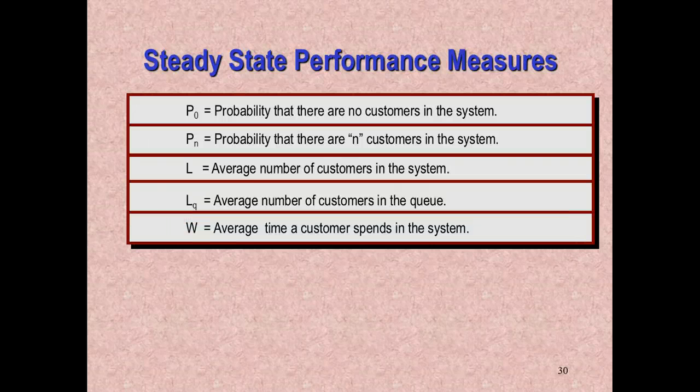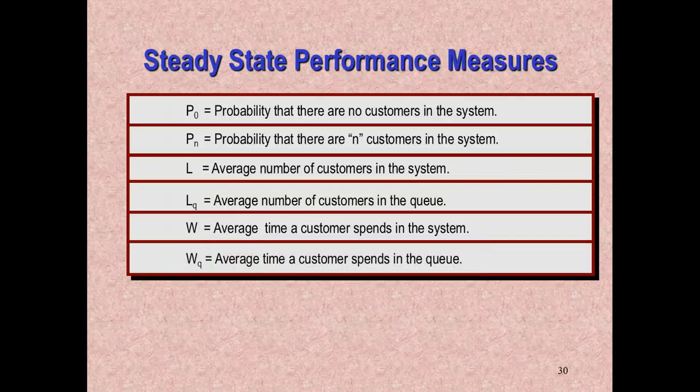W is the average time a customer spends in the system. So that means the whole system, the average time they spend waiting in line and being served, the whole time they're there, right? If it takes me 5 minutes to wait in line and then 3 minutes to be served, I've spent 8 minutes in the system, right? W sub Q is a subset of that. It's the average time a customer spends in the queue, meaning waiting in line. So in my example, 5 minutes is the time I spent in the queue, and 8 minutes in the system.